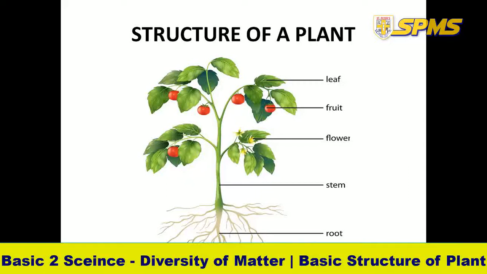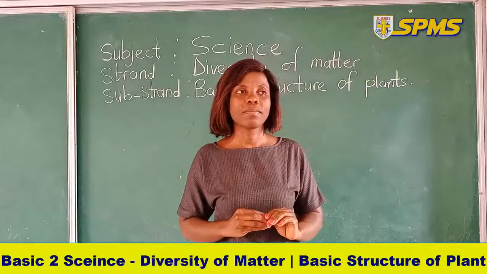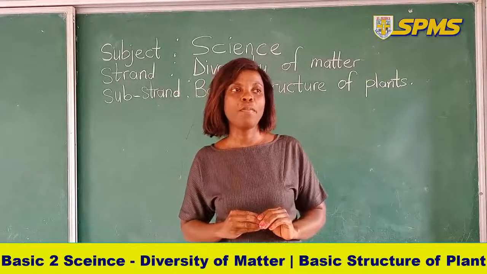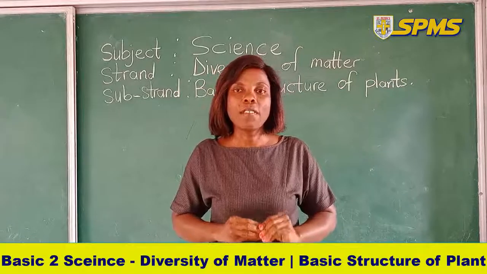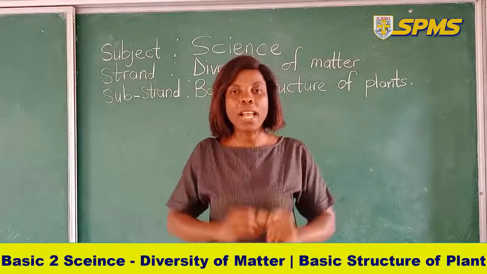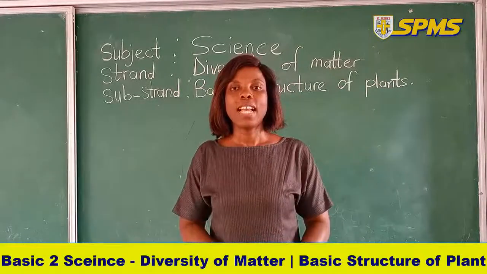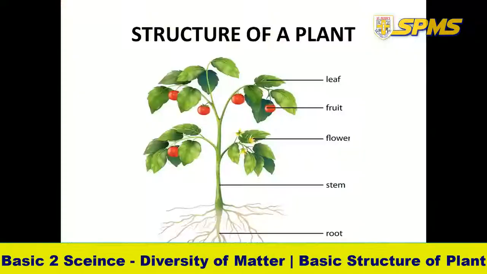So how many parts have we learned so far? Five. Five parts of plants giving us the structure of a plant. Let's start from the bottom again. The roots, the stem, the leaves, the flower, and then the fruits. Very good.